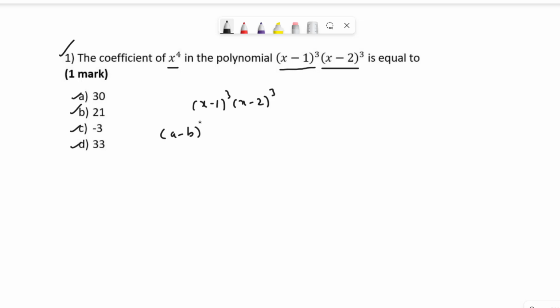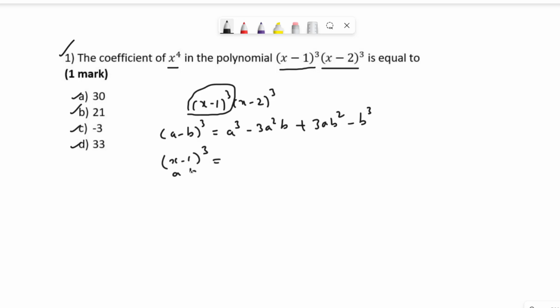So (a minus b) whole cube equals a cube minus 3a square b plus 3a b square minus b cube. So first I will expand this one. So this is (x minus 1) whole cube. So this is a and b is 1 and a is x. So this is nothing but x cube minus 3x square plus 3x minus 1.